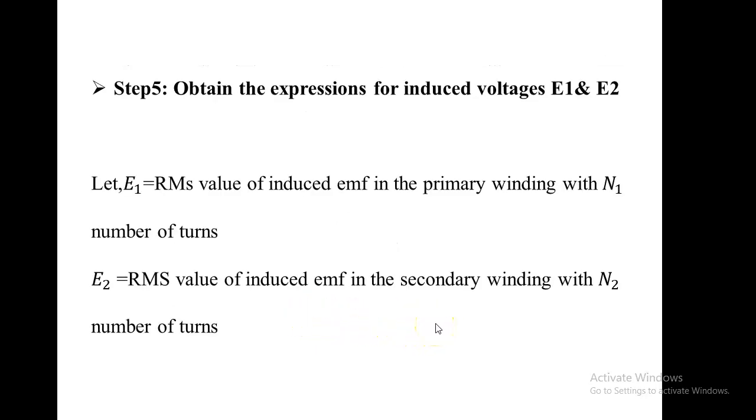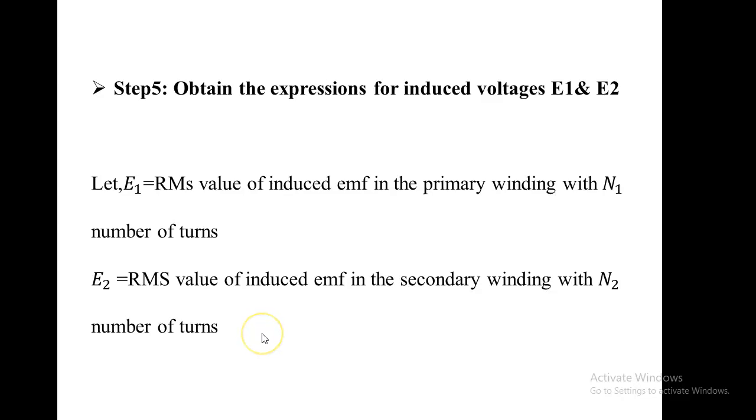So now in step 5, we have to obtain the expressions for induced voltages E1 and E2. So what is E1 and E2? Here let E1 be the RMS value of induced EMF in the primary winding with N1 number of turns, and E2 the RMS value of induced EMF in the secondary winding with N2 number of turns. So N1 and N2 are the number of turns of primary and secondary windings respectively.